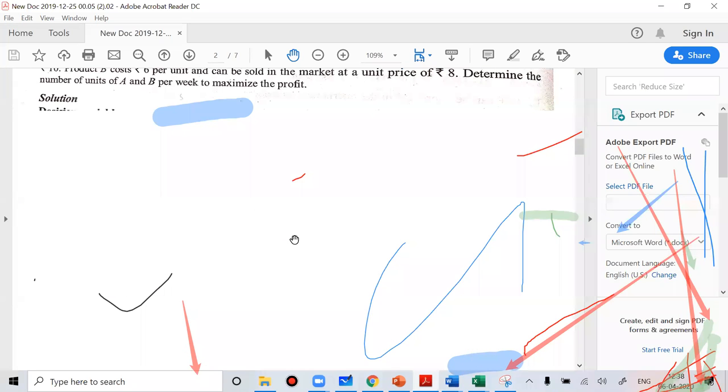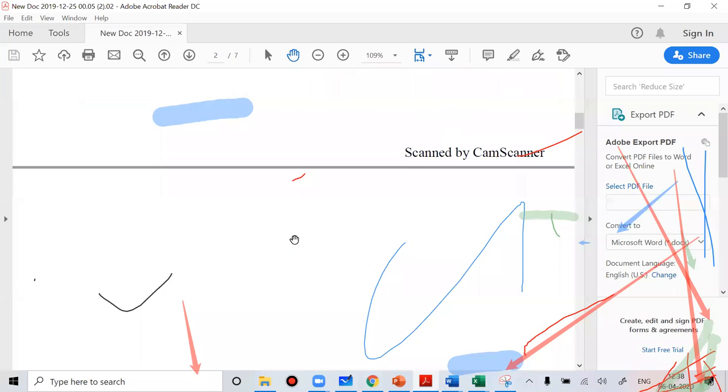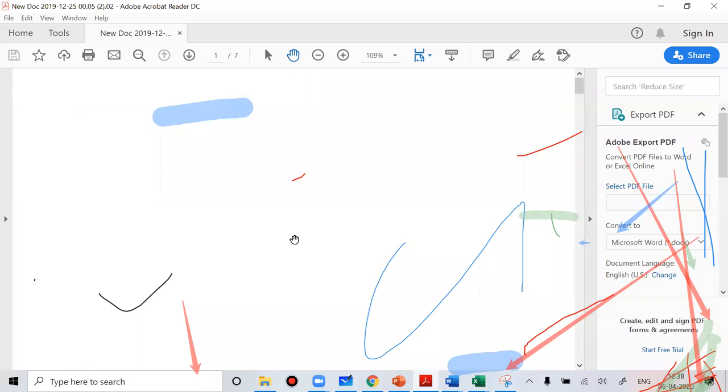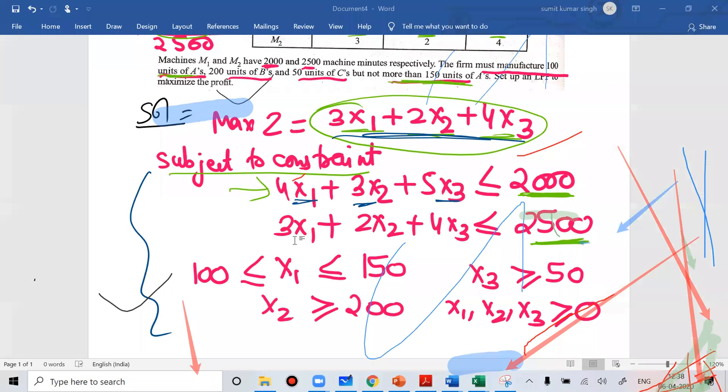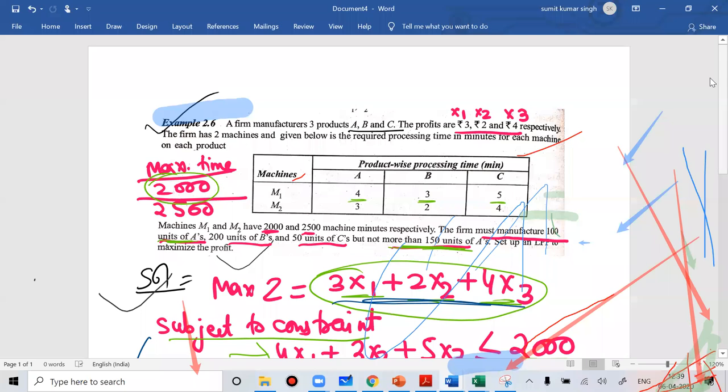So does anyone have any doubt? Whatever we have done in this problem, any doubt? I believe you all are having a great time and you have learned this, because this is very important. If you think that one week before the exam you will open the question paper and get the answer, it would be very difficult for you at that time. So make sure that you start solving these problems right now. Refer to books like Kalavati, or G.K. Kapoor, or J.K. Sharma for operations research, and that will definitely help you.